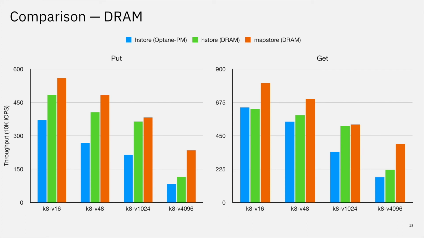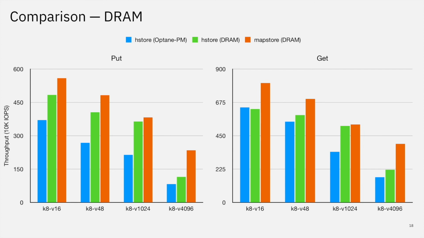Next, we compare the performance of MCKVS with different backends, namely DRAM and Optane PM. Here, we tested the DRAM with two implementations. One is called HStore DRAM. This is the same implementation we used for Optane PM, so it includes all the code for handling cache line flush and the crash consistency. For the other one, we use a simple map data structure in DRAM without crash consistency, and it is called MapStore.